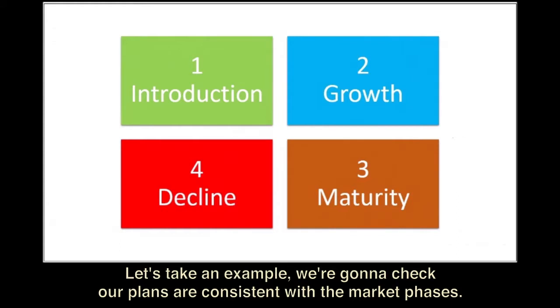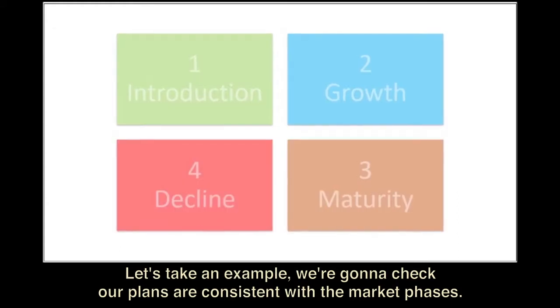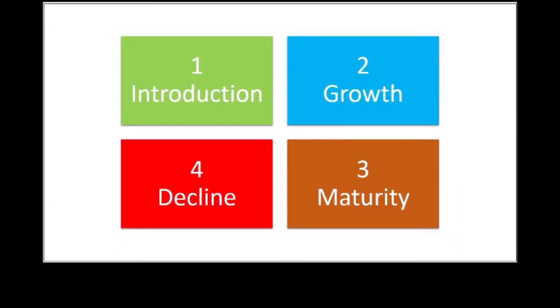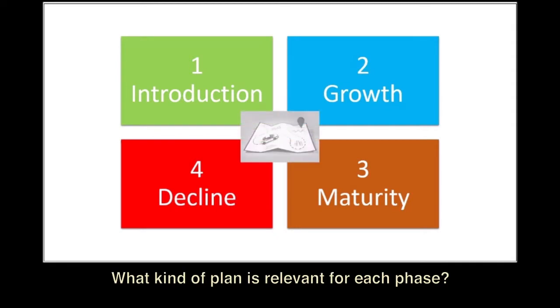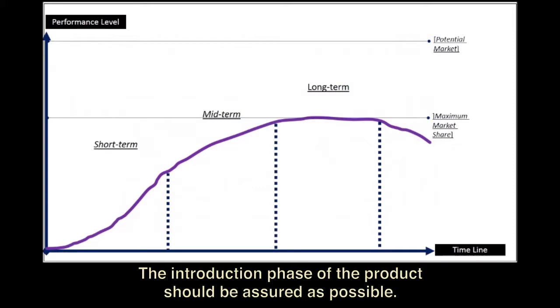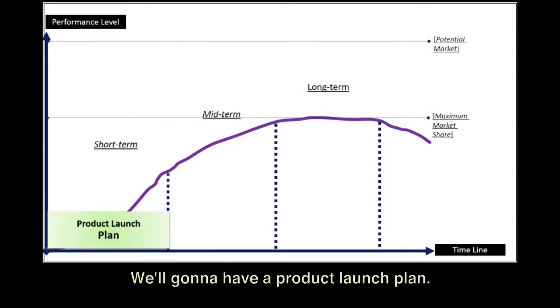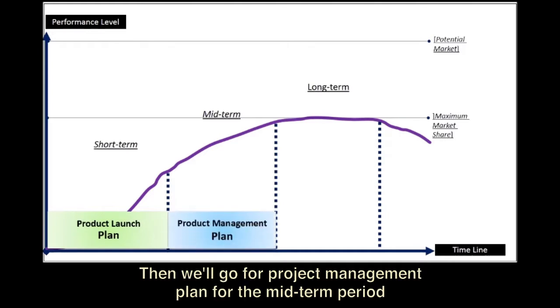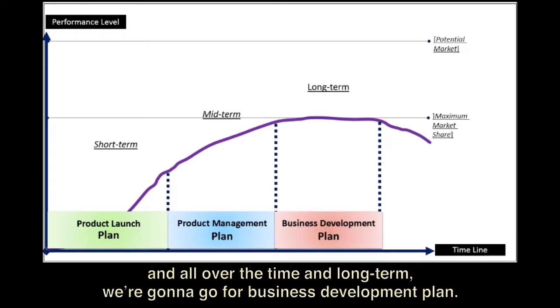Let's take an example. We're going to check our plans are consistent with the market phases. What kind of plan is relevant for each phase? The introduction phase of a product should be as short as possible. We're going to have a product launch plan. Then we'll go for a product management plan for the midterm period and over the time. And long term, we're going to go for a business development plan.